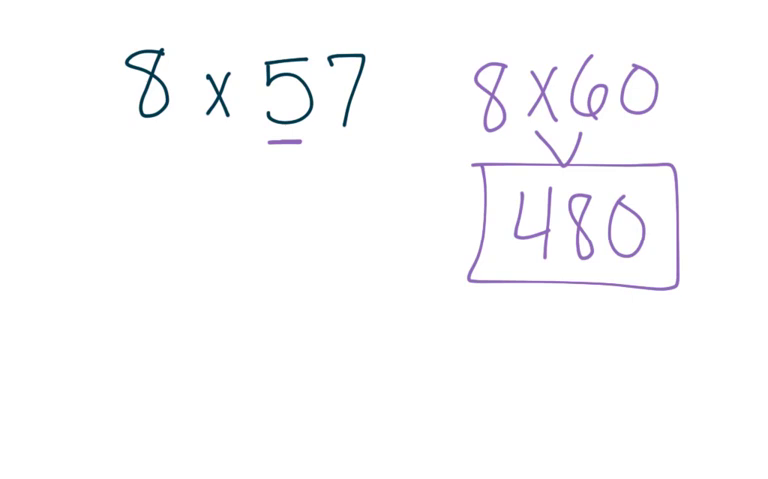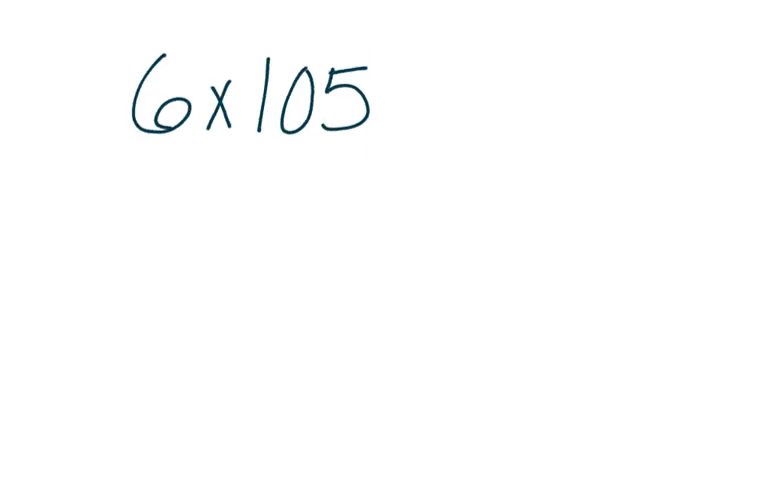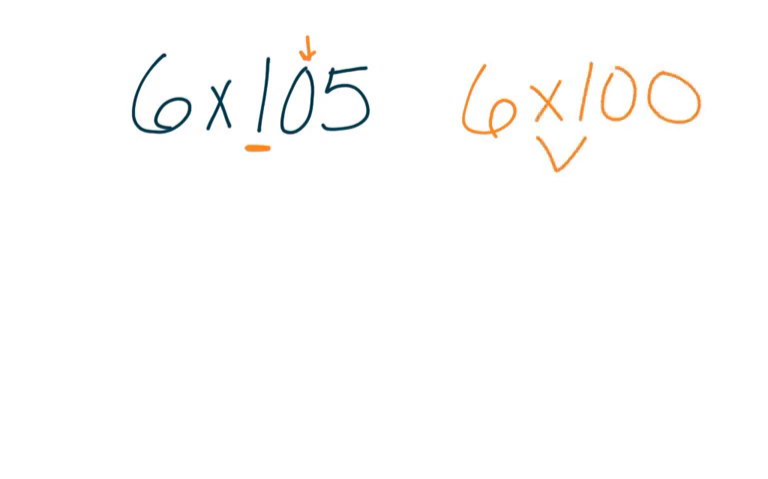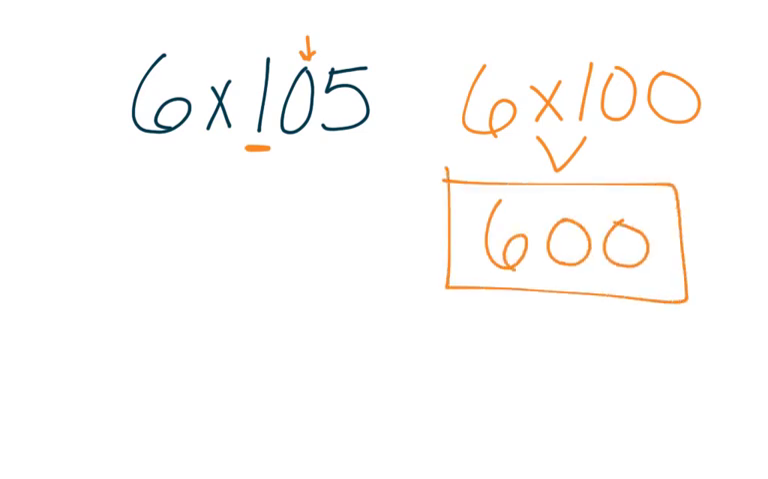Okay, let's take a look at a bigger one. I'm going to do the first one with you, and then you can go ahead and try the next two. Here we have 6 times 105. We're going to round to the hundreds place this time. My neighbor's a 0, so my number is going to round down to 100. So I'm going to have 6 times 100. And when I multiply 6 times 100, my estimated product is 600.